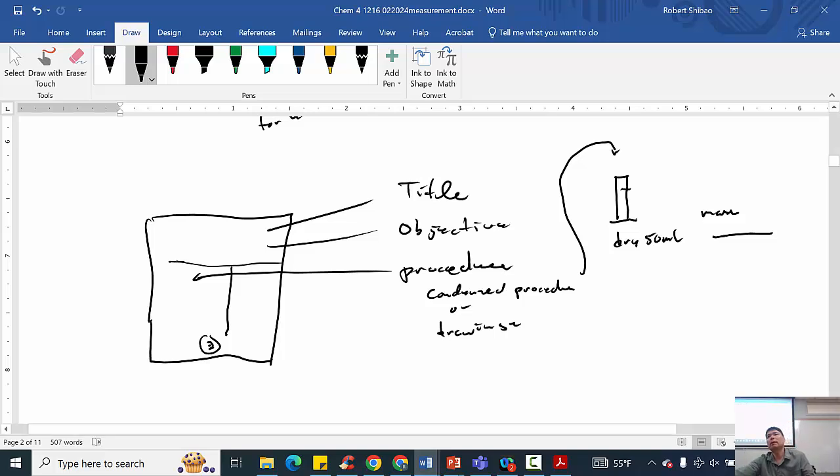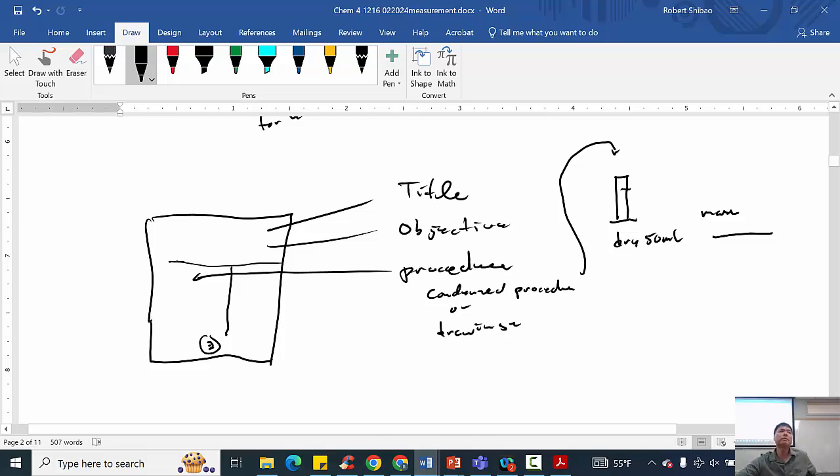Now, your lab notebook, it doesn't matter if it's dirty or messy or you have a bunch of errors in there. It doesn't matter because you're not graded based on how neat your lab notebook is.